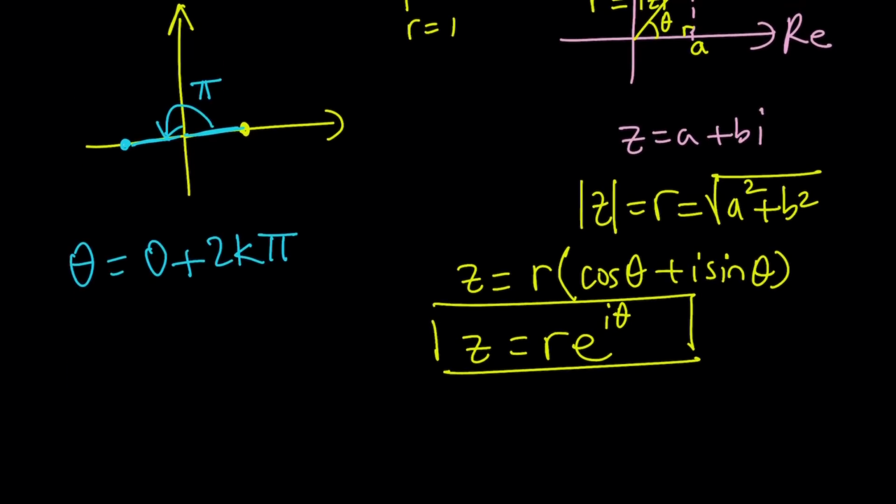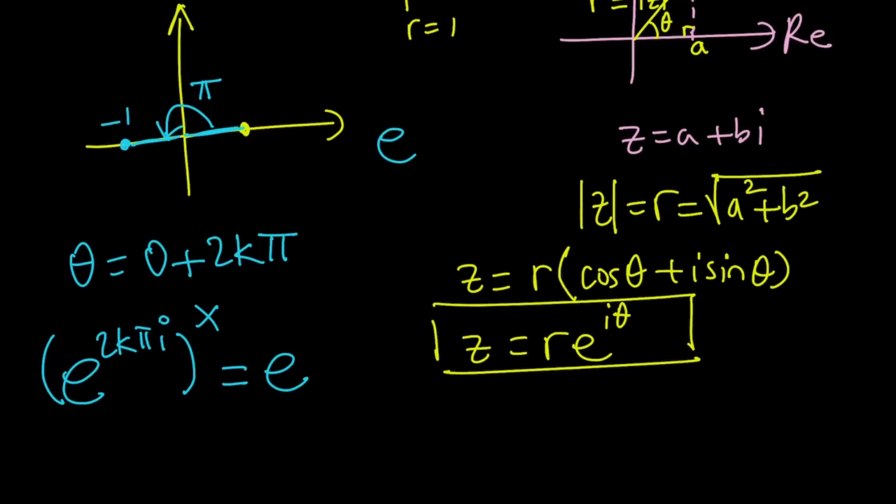1 will be replaced with e to the power 2k pi I. This is going to be 1, and we're going to raise it to the power x. And then the -1 is going to be replaced with e to the power... Now, how do you write this angle, right? The angle for -1 is pi, so you can write it as e to the power pi I, but you can also add basically multiples of 2 pi to this.